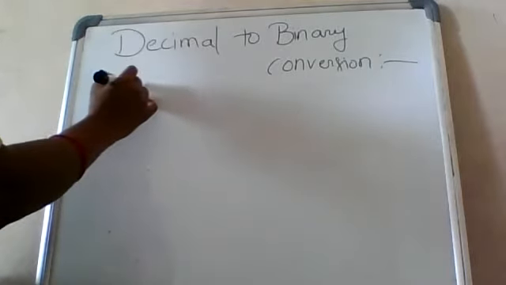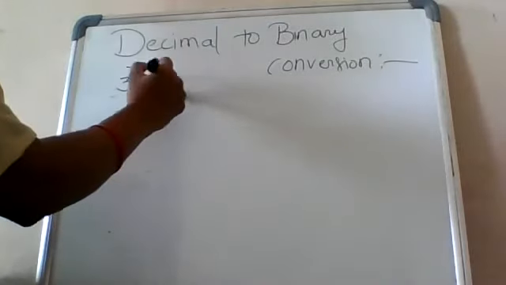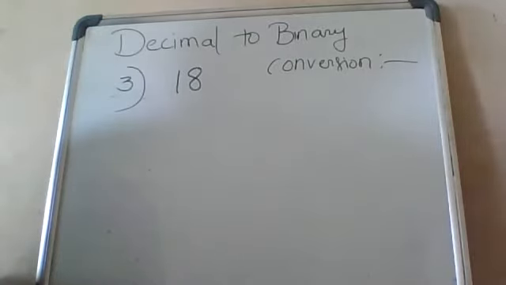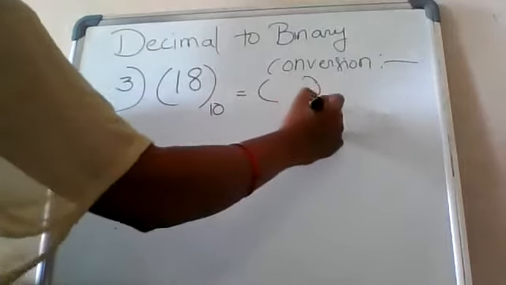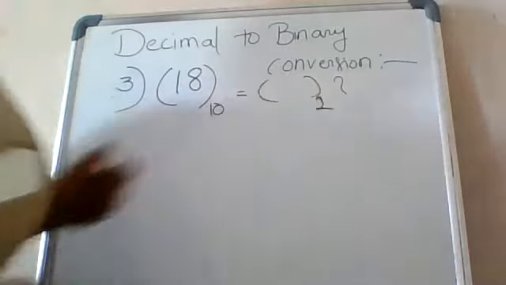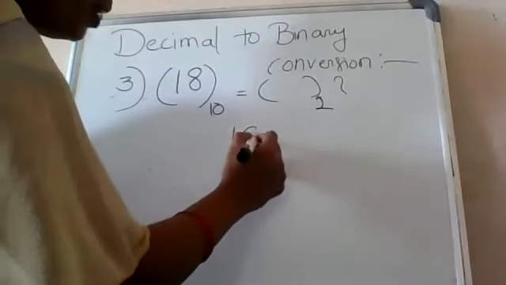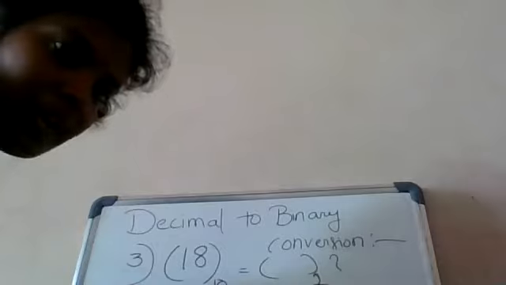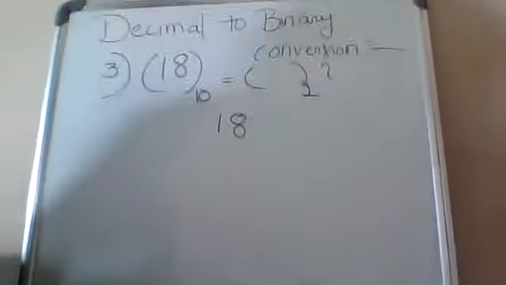Next, third example. Any number you should take. Here I am taking 80. 80 base 10 equals what in binary, base 2? First of all, take the number 80. Here also divide by 2, and every time you should write the remainder value.